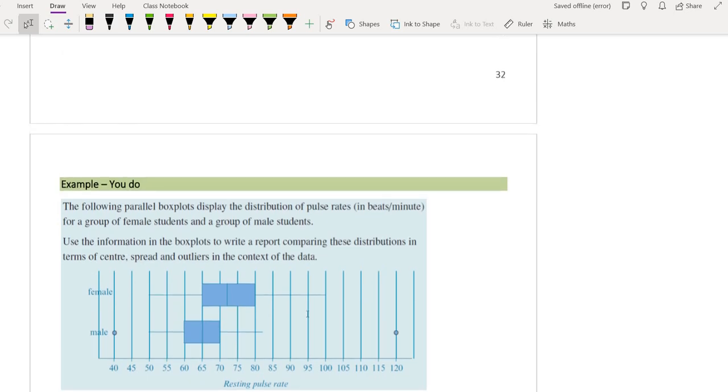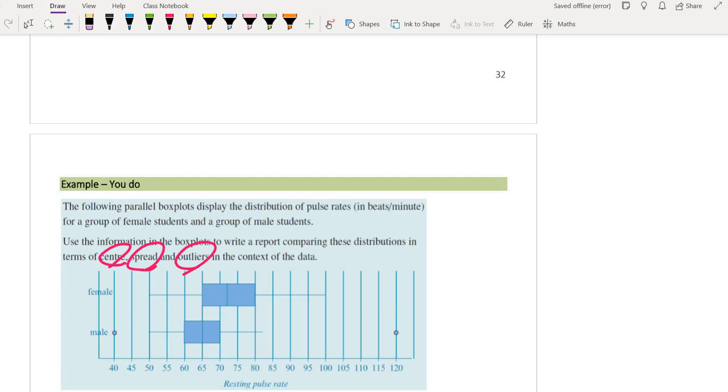Just looking at the question, we have a parallel box plot. This is really good when we're comparing data because it gives us so much information like Q1, Q2, Q3, outliers, minimum, maximum. It's all there. So box plots are great. This is about the distribution of pulse rates in beats per minute of a group of female and male students, and you're asked to write a report comparing these distributions in terms of center, spread, and outliers.